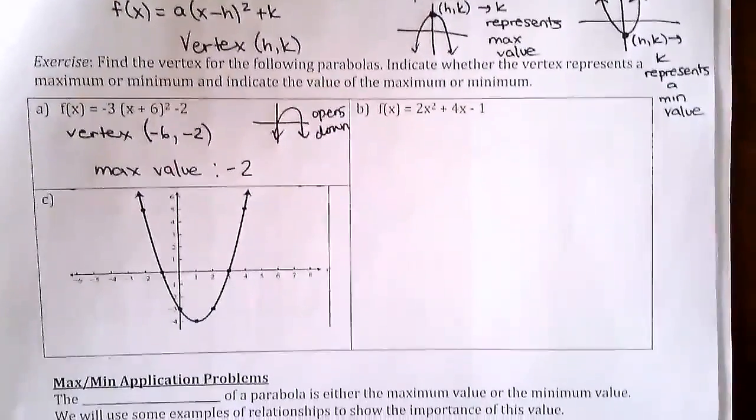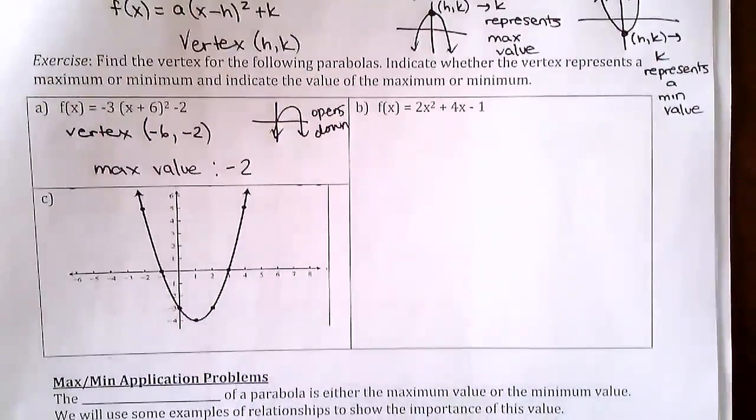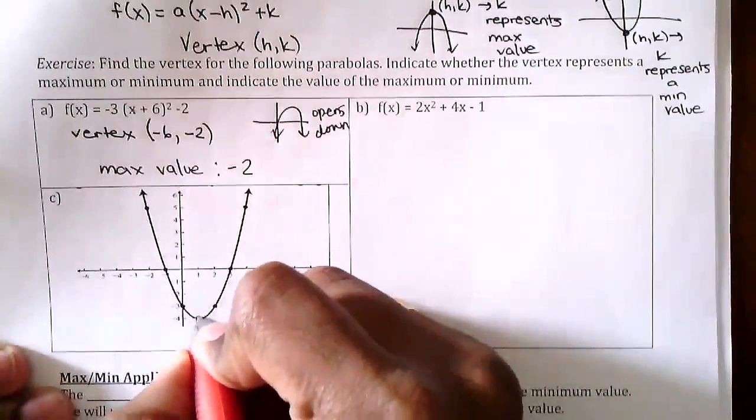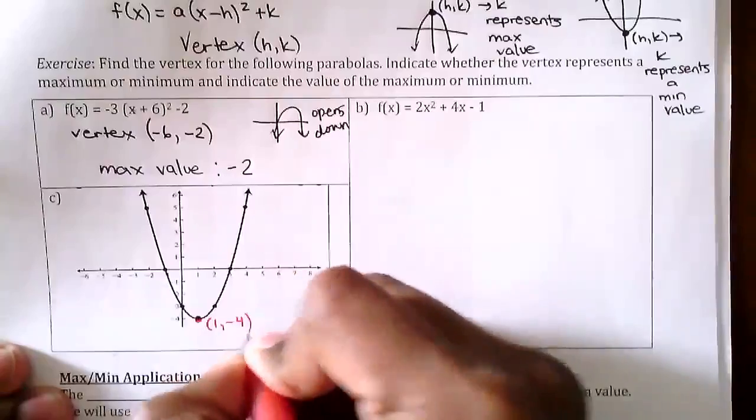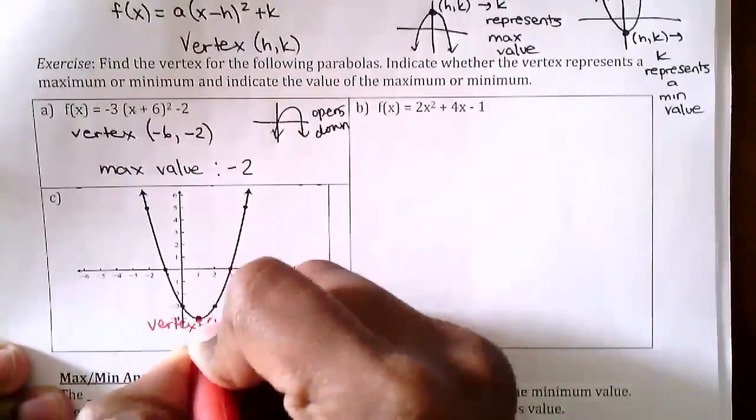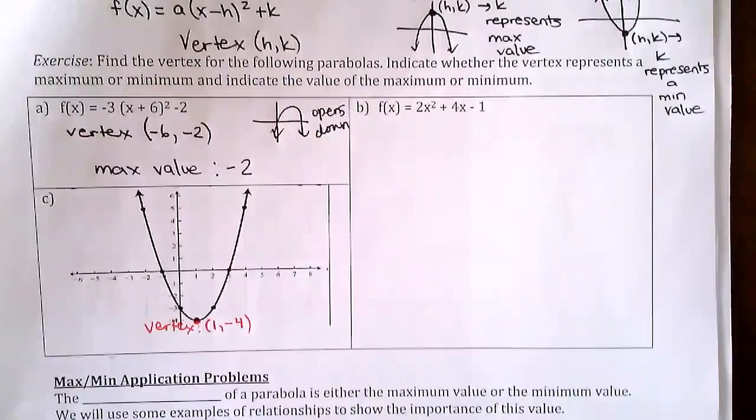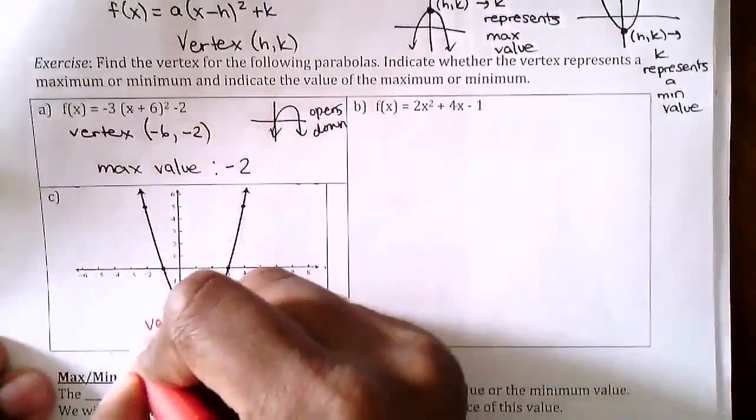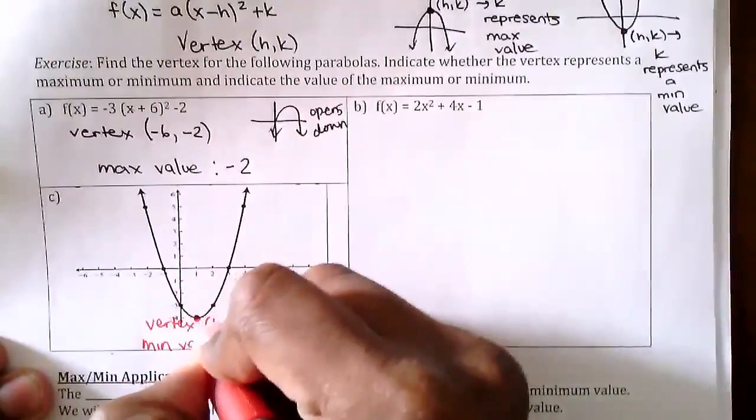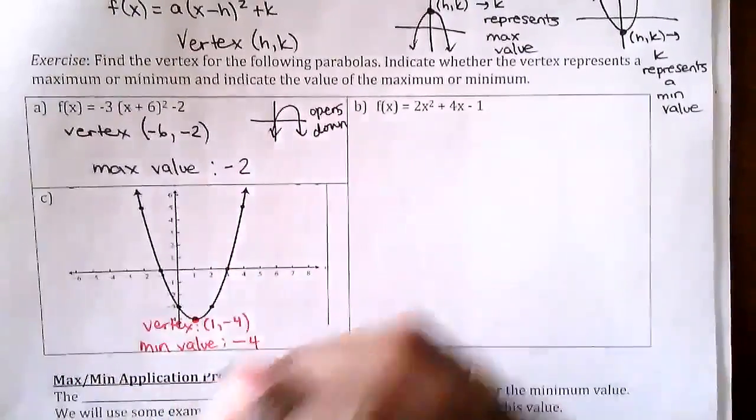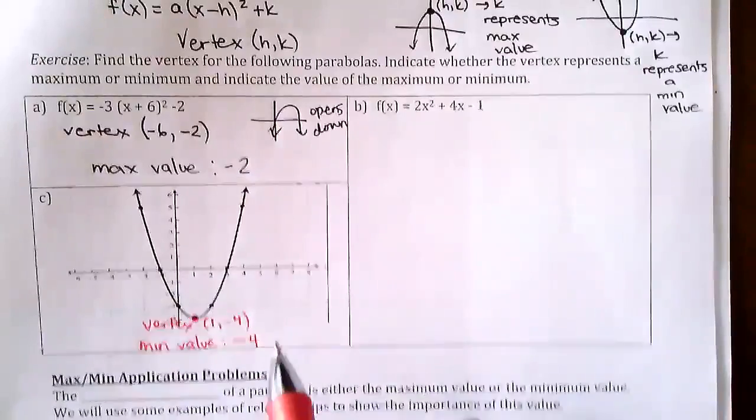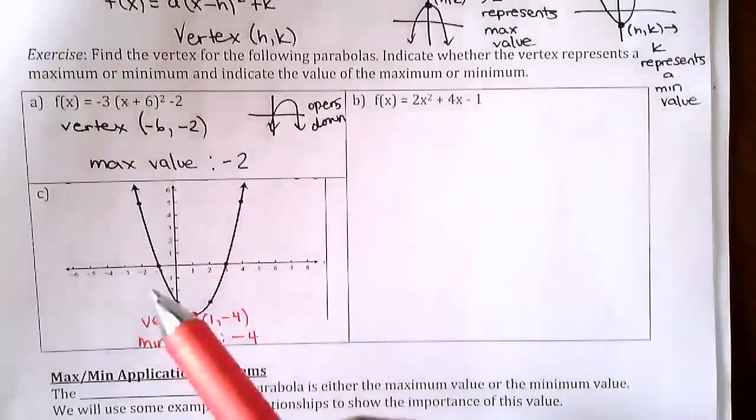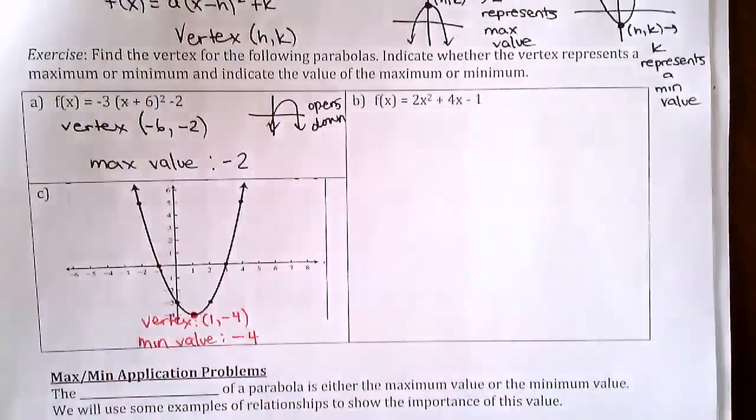Let's take a look at this second parabola. Here we're given the graph of the parabola. To find the vertex, we can just read it right off the graph. So here, the vertex is here. (1, -4) is our vertex. Because I see the graph, I see that it opens up, and I see that this represents a minimum value. So the min value, again, it's the k value, is -4. In other words, that's the smallest y value this parabola can have, or the max value, -2, is the largest y value this parabola can have.